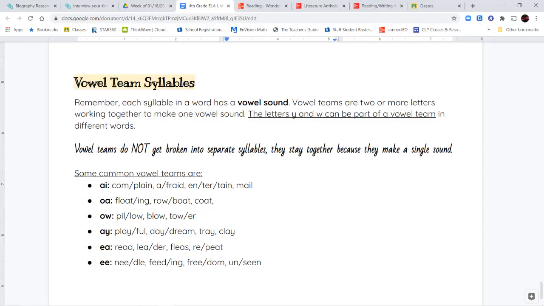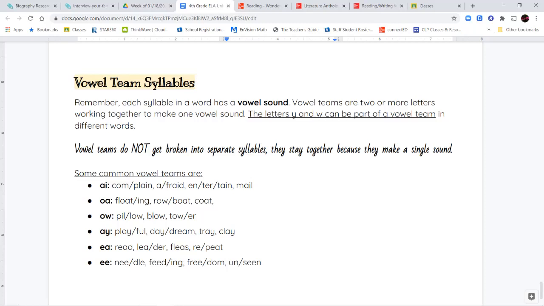So some common vowel teams are AI, like complain, afraid, entertain, male. You notice that vowel team, that AI, doesn't get separated into separate syllables. It stays together because it makes one sound. OA, like floating or rowboat or coat, those also have a single sound, so they stay in the same syllable. OW, like in pillow or blow or tower.